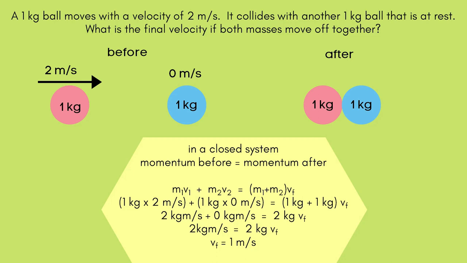All equal to 1 kilogram plus 1 kilogram. So both masses are now considered as one whole mass times final velocity. Some simple transposition should take place where you divide 2 kilogram meters per second by 2 kilograms and you get 1 meter per second for the final velocity.